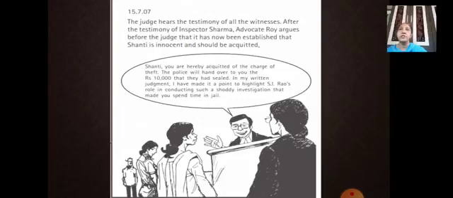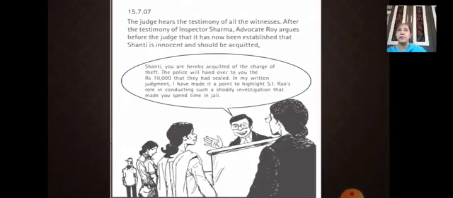Now the judge hears the testimony of all the witnesses on 15th of May. After the testimony of Inspector Sharma, Advocate Roy argues before the judge that it has now been established that Shanti is innocent and should be acquitted. So now Shanti, you are hereby acquitted of the charge of theft. This is what the judge is saying.